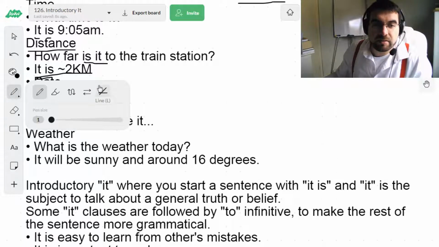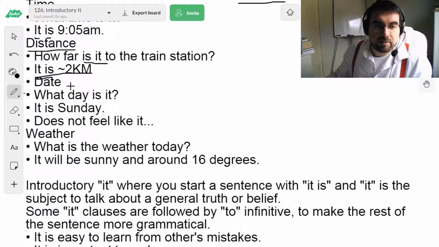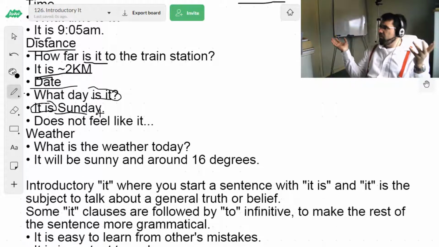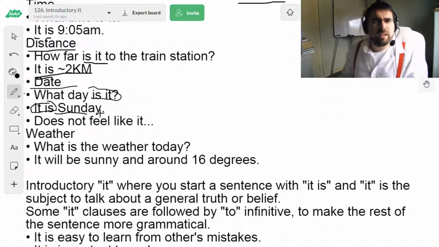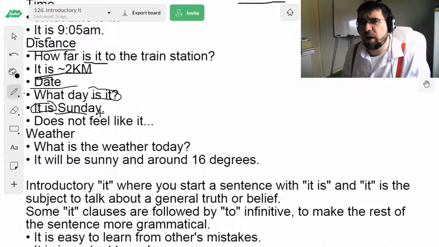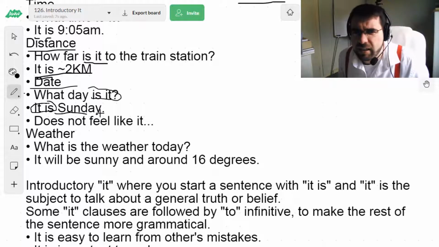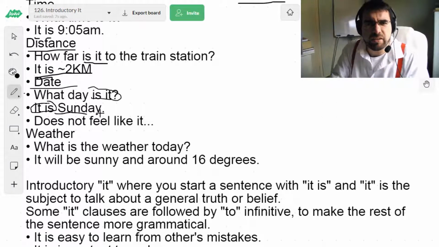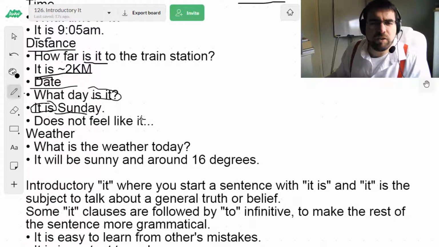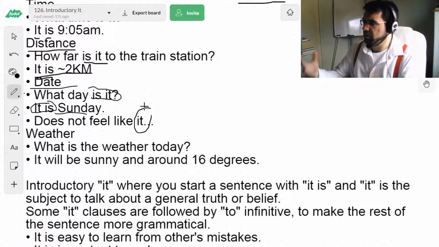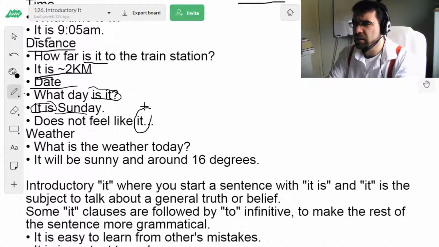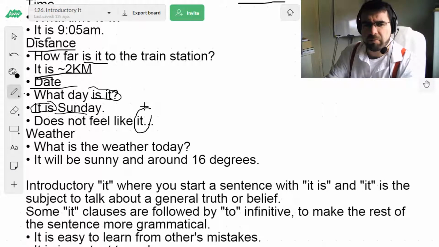Or even date. What day is it? It is Sunday. What day is it today? Is it Friday? It feels like Friday evening or Saturday. Is it Sunday? It is Sunday. It is a Sunday. Does not feel like it. It's weird, isn't it? Doesn't feel like a Sunday.